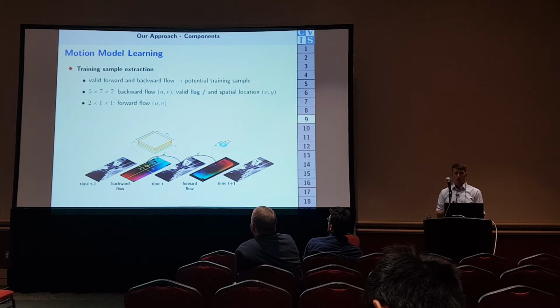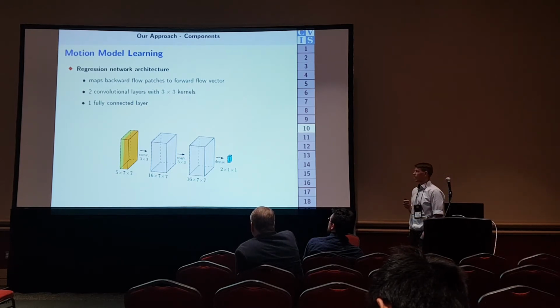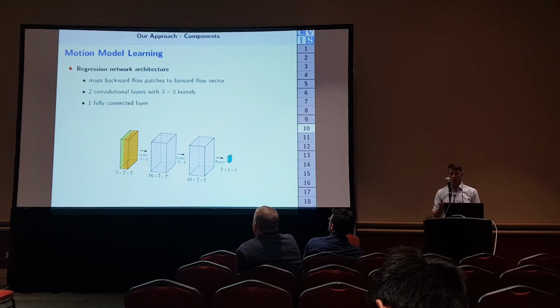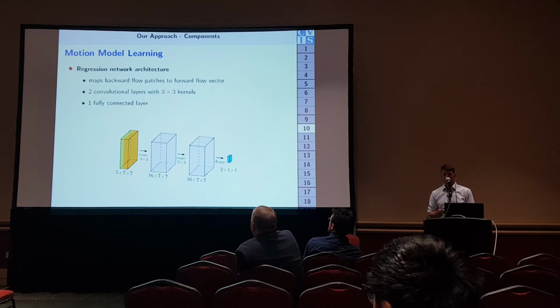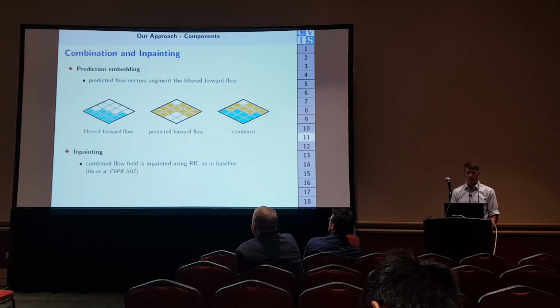Now with these training samples, we then train a small regression network architecture which maps these backward flow patches to a forward flow vector. And it's a quite small network which only consists of 2 convolutional layers, where each has 16 3x3 kernels, and 1 fully connected layer. With this trained network, we can then compute the predicted forward flow, which we then have to combine somehow with our initial forward flow field.